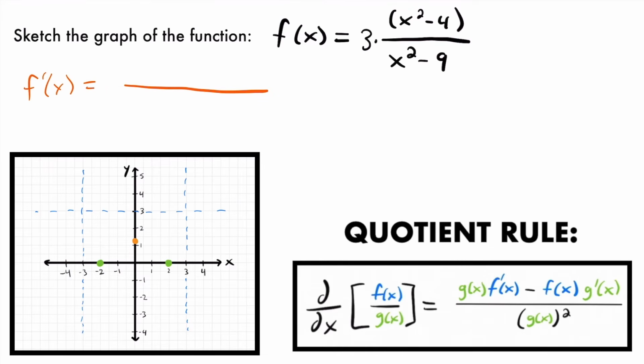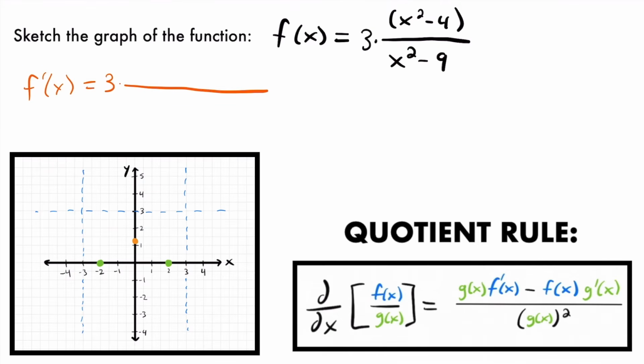Remember that when you take the derivative of a function times a constant multiple, you can just pull that constant out and then multiply it by the derivative. So that's going to make this a little bit easier to handle. Our top function in this case, when we use the quotient rule, is going to be x squared minus 4, and then our bottom function will be x squared minus 9.